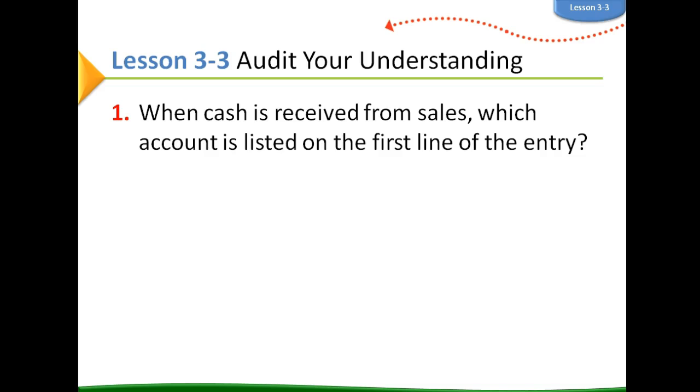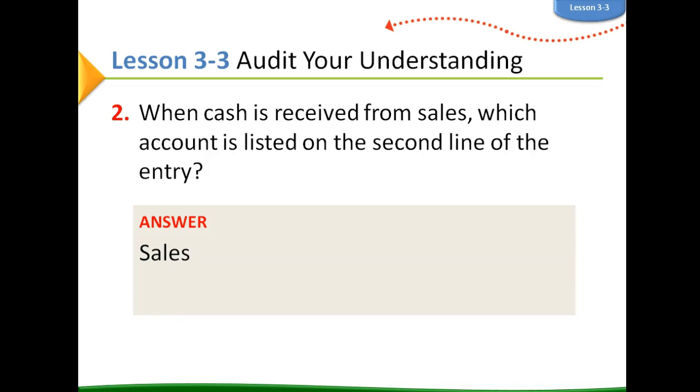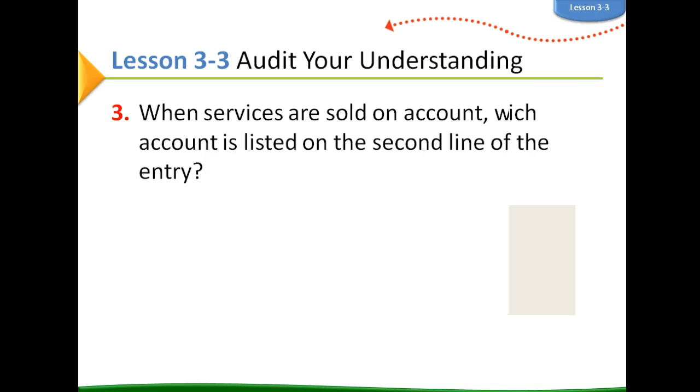All right, so when cash is received from sales, which account is listed on the first line of the entry? Well, we would want to be thinking about the 2 accounts that were impacted and which one is going to be the debit. The debit is always first, so cash is our debit. When cash is received from sales, which is listed second then for our entry, and the second then is going to be our credit. We're going to credit sales.